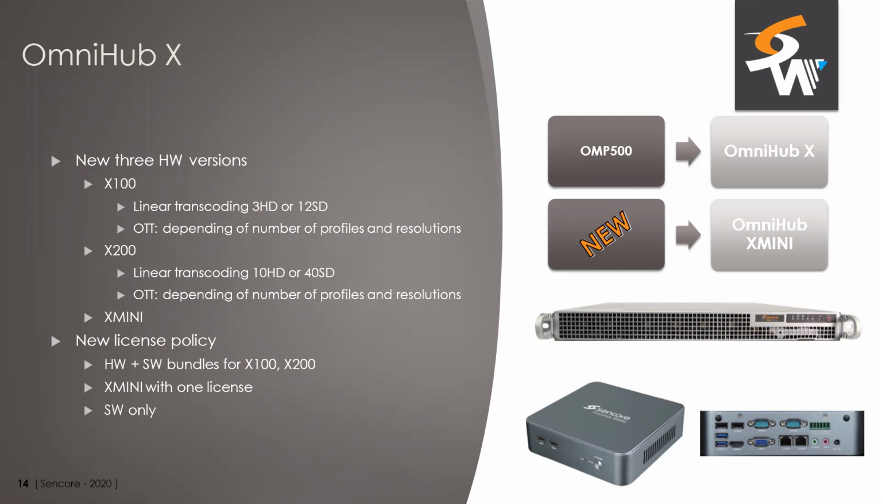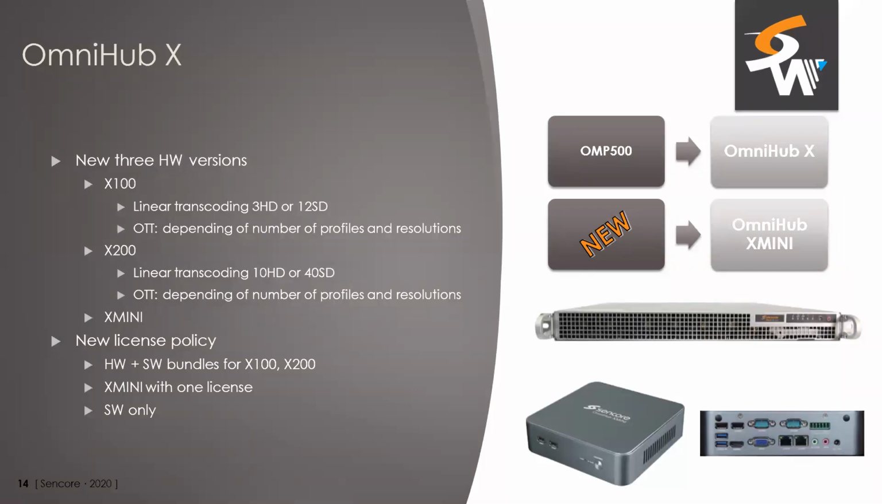Those 2 servers are both Supermicro servers, which we didn't use before. Both are very cost effective compared to the previous hardware, so it all makes OmniHub X even more competitive than it was. The X Mini, the 3rd hardware option, is a small portable single or dual channel transcoder, which is a kind of unique solution on the market and would perfectly fit into a wide variety of applications where we need to process just a few channels.